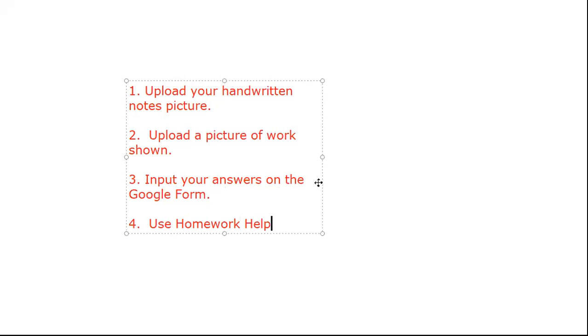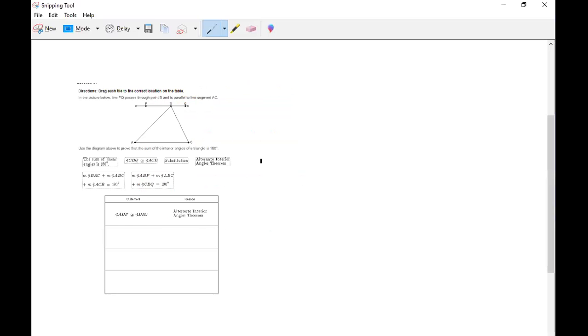Now, when you go to do your Study Island ribbon, you're going to have some proofs on there. So I want to look at an example of a proof with you. And so here's what one of those is going to look like.